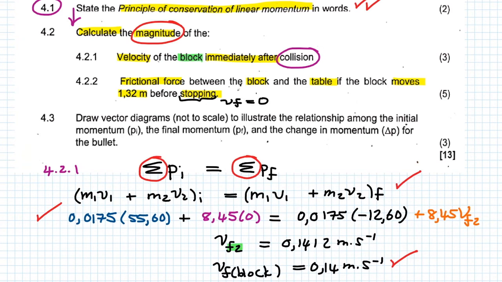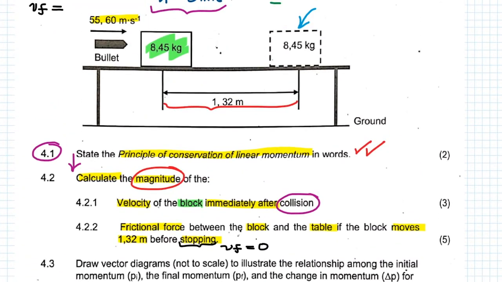There are 2 events taking place here. Firstly, there is a collision between the bullet and the block. After this collision, the block continues to move forward and the bullet moves backwards. We are looking at what happens after the collision, so this motion of the block along the table.